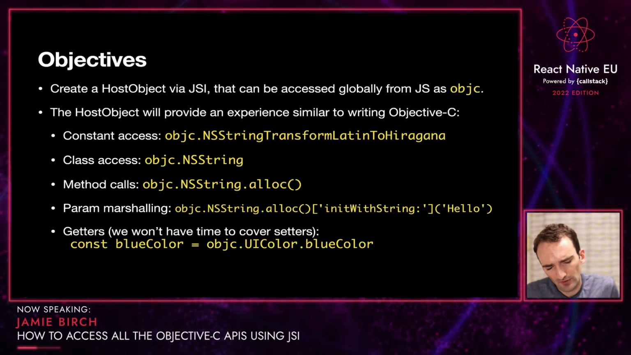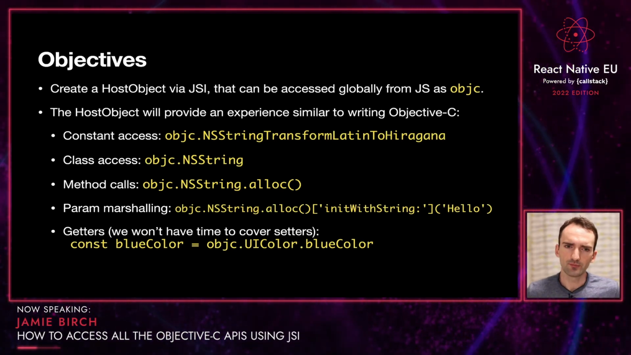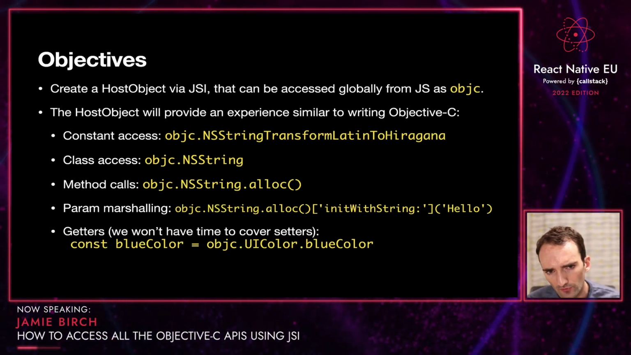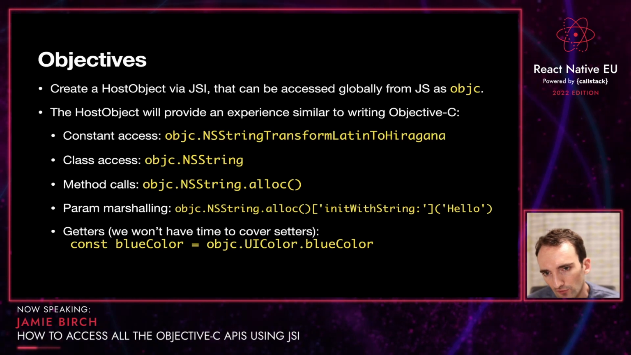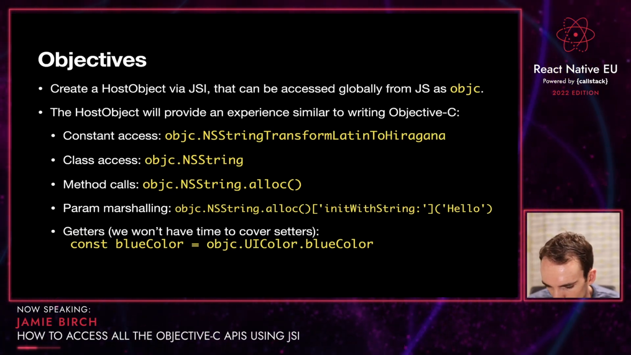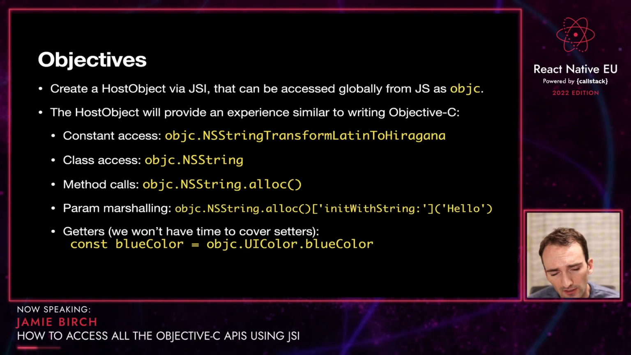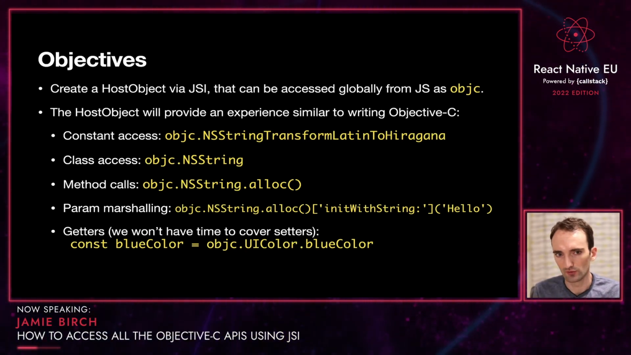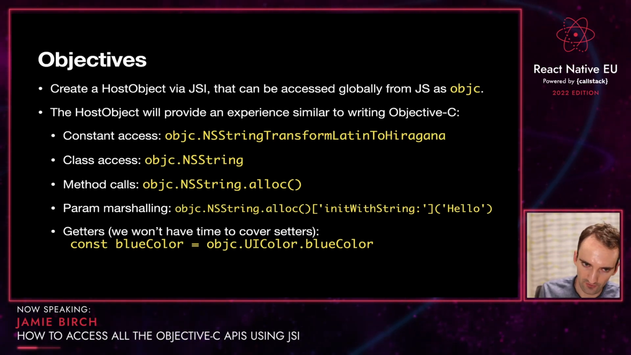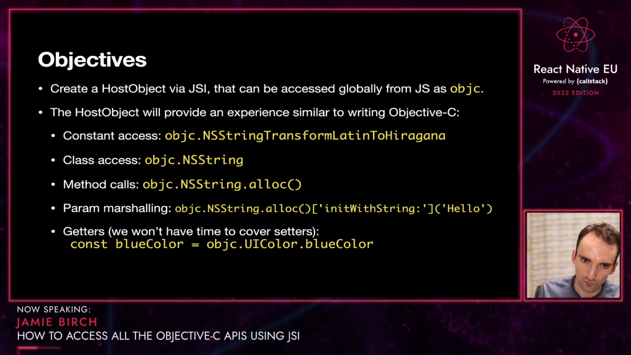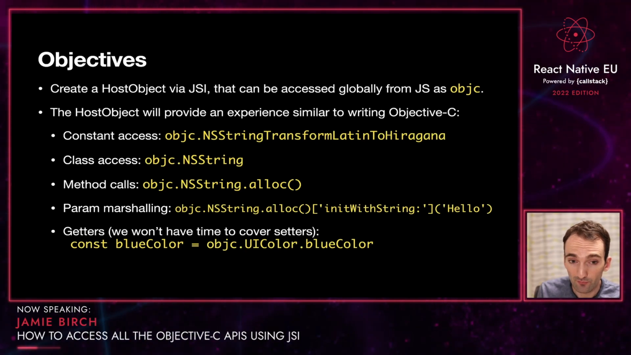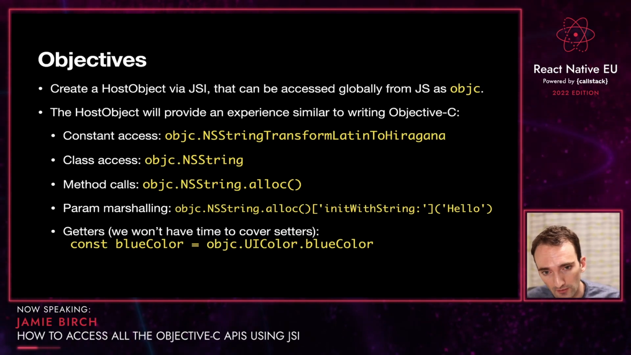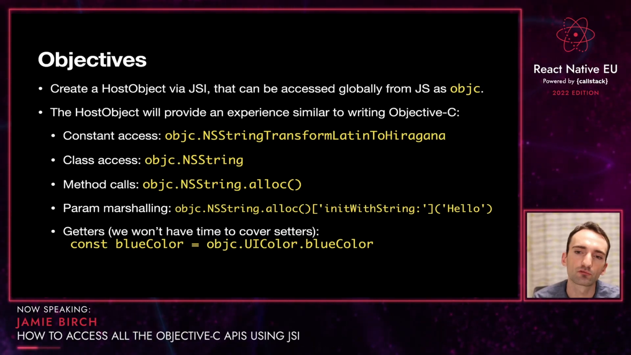So let's set out the objectives, what we're aiming for right now. We're going to create a host object via JSI that can be accessed globally from JS as ObjC. So if you write global.objc in your JS code, it will give you a host object on the JS side. That host object, before we populate it, is just going to look like a regular JavaScript object, but after we've actually filled it all in, it will provide an experience similar to writing ObjectiveC.